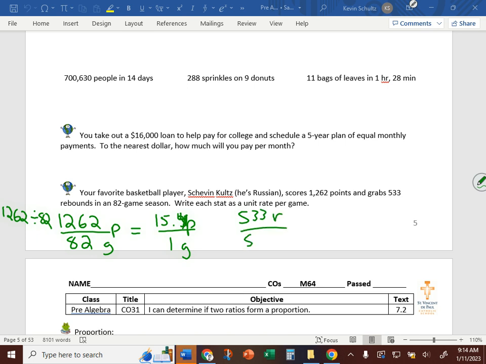533 rebounds in 82 games. How many rebounds is that in one game? Makes sense.